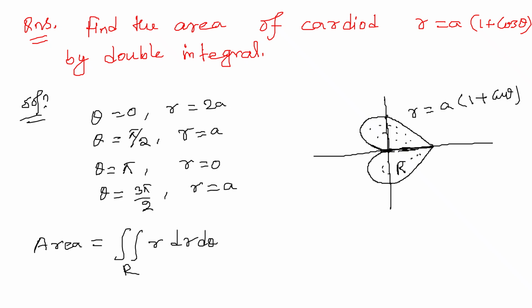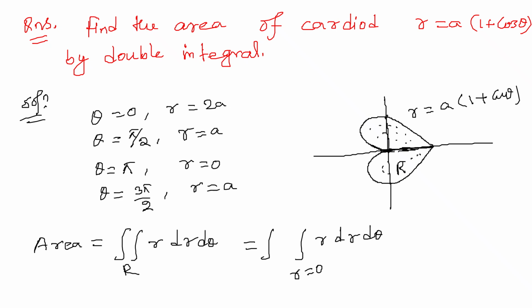Okay, so now you can write the limits of r and theta. It is given dr d theta, so that means we'll do the integration with respect to r first. That means you have to write the r limits. What is the lowest r? R is equal to 0, because nothing is there on this side.